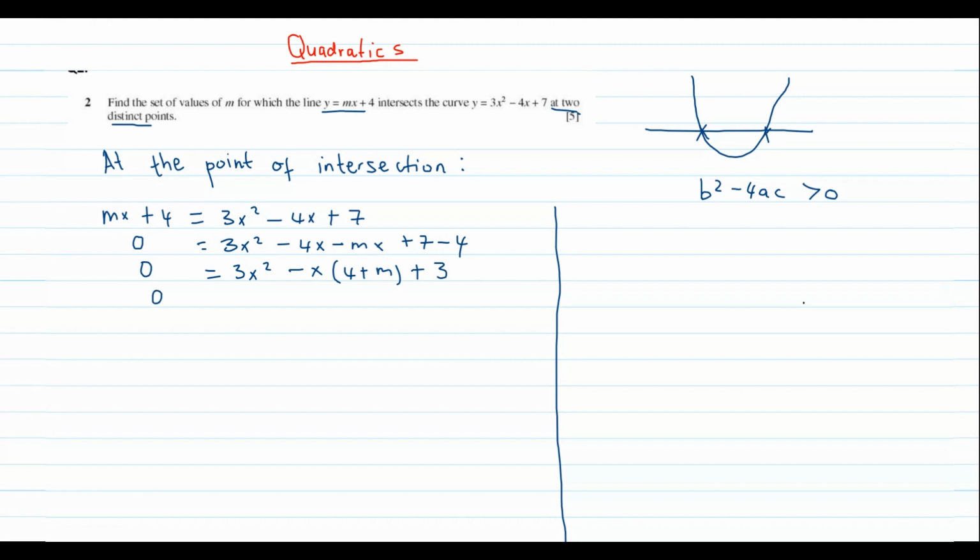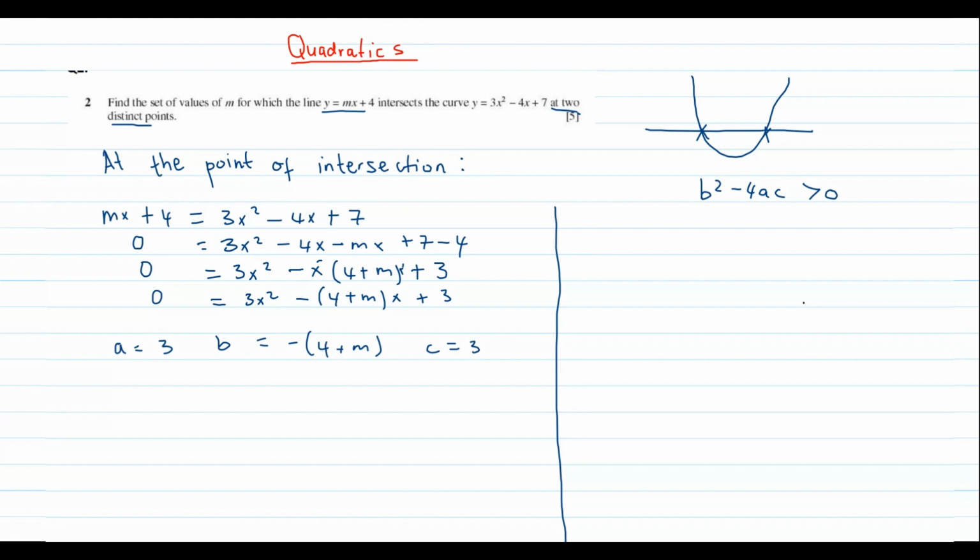Let's simplify this further. We get 0 is equal to 3x squared, then I'm going to rewrite this such that the x is on this side: negative (4 plus m) x, plus 3. Having seen this, we can now deduce our values of a, b, and c. Our value of a will be equal to 3, our value of b will be negative, in brackets, 4 plus m, and our value of c will be equal to 3.